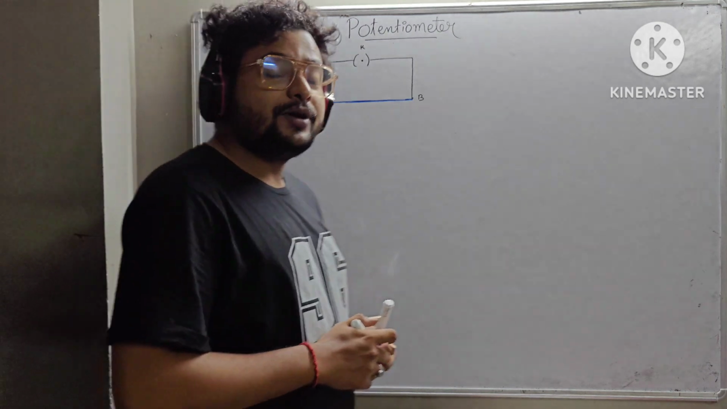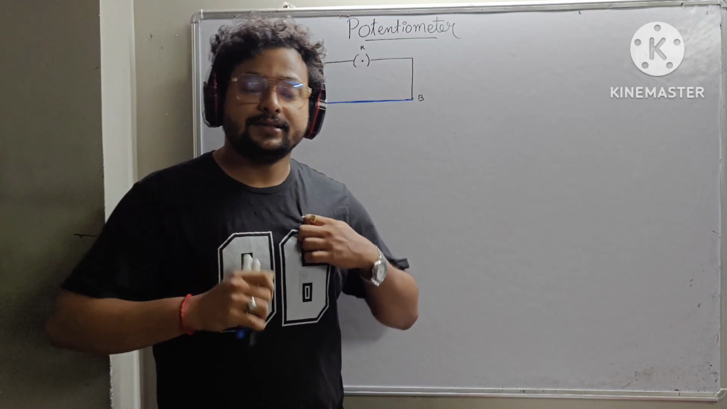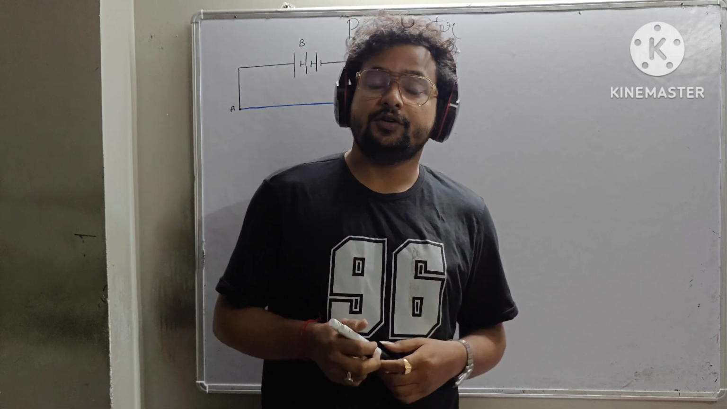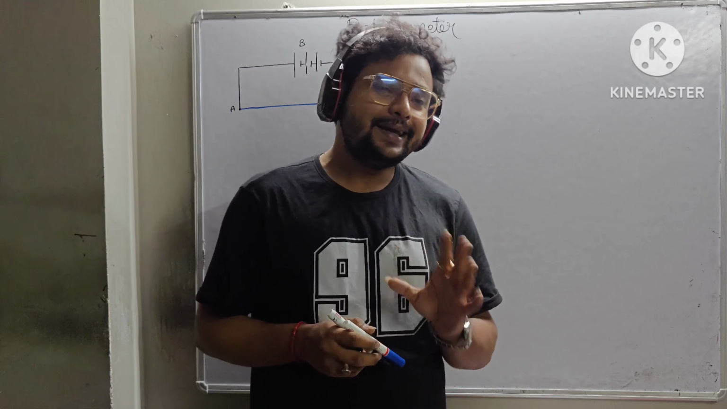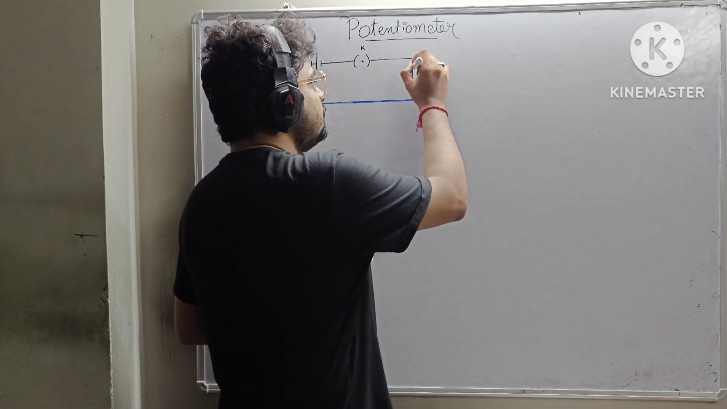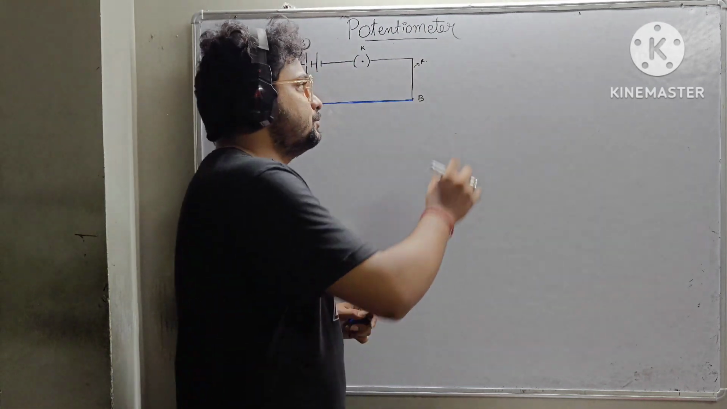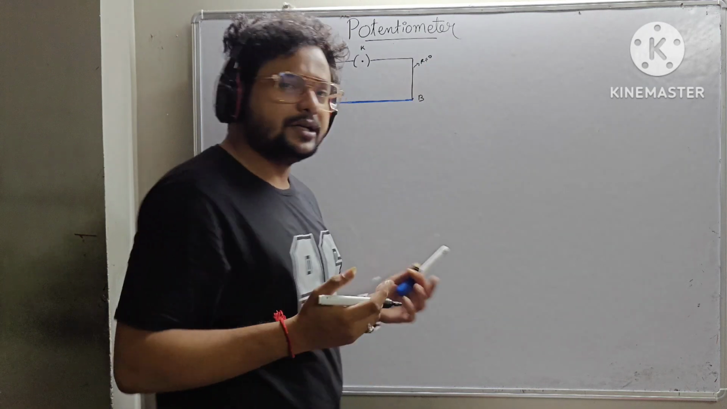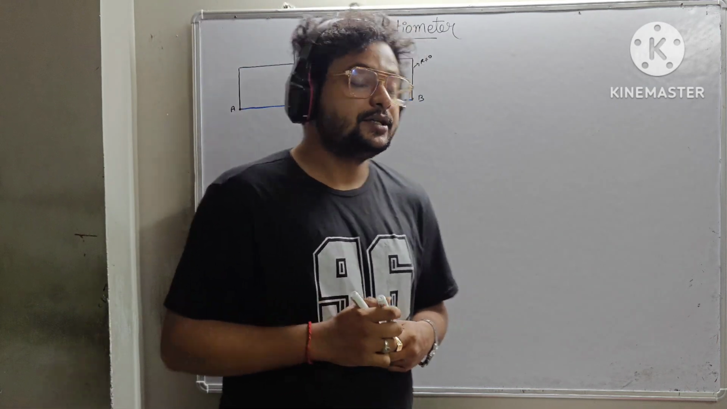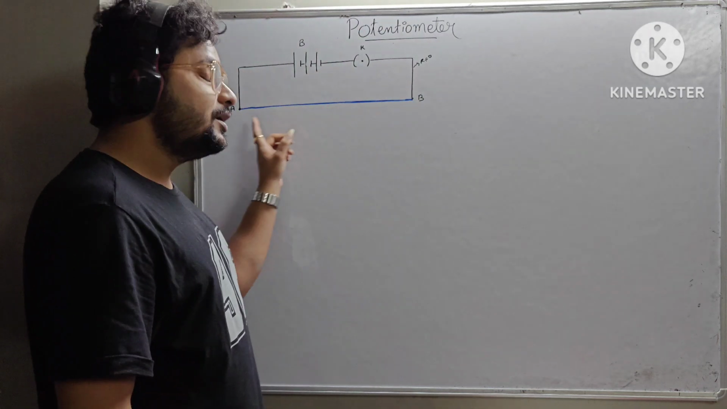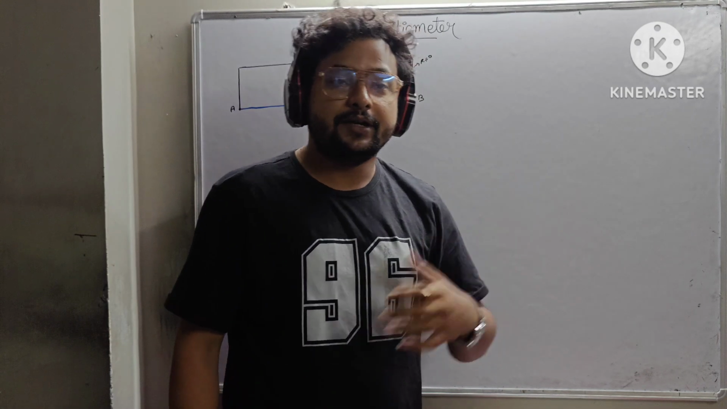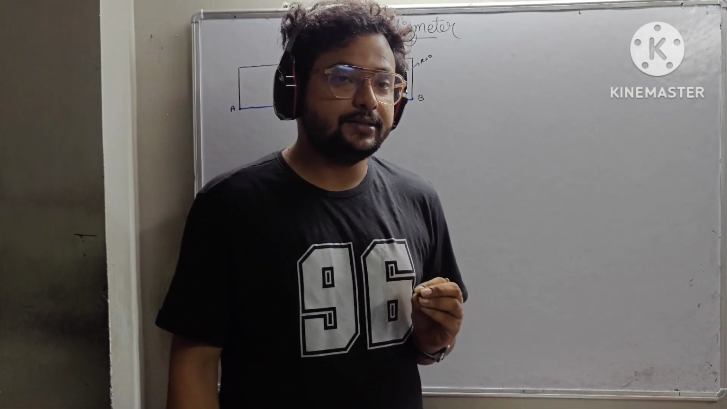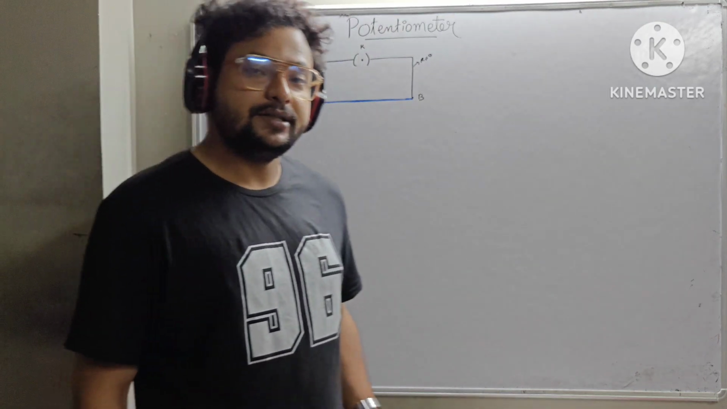Because for copper wire, since copper is a very good conductor of electricity, we take the resistance to be 0. It's not exactly 0, but we take the resistance of copper wire to be 0. So we consider that the copper wire has no resistance. But over here, this is a wire made up of any other material which has a particular resistance.